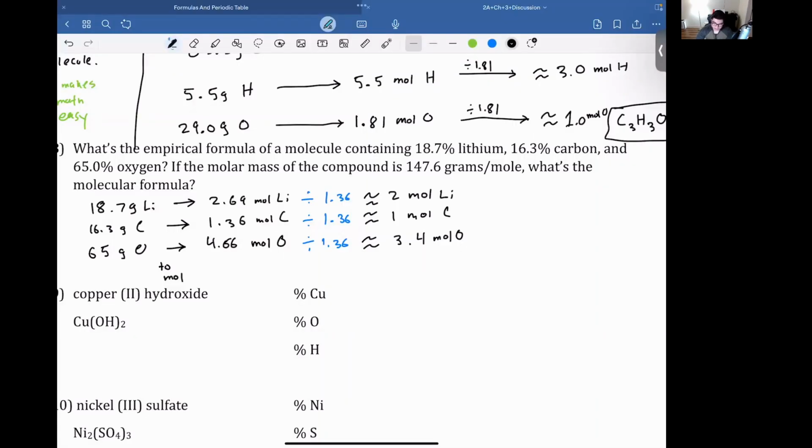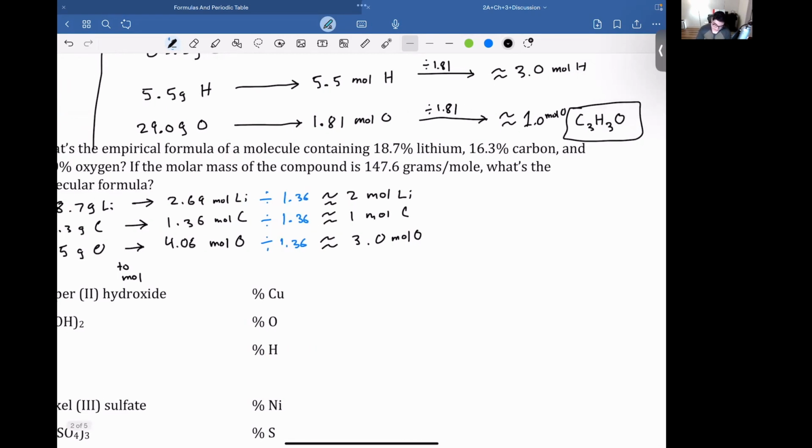So what do we do? Actually, I was wrong. Plugged it back in. I said 0.6, and I thought that was a 6 when I plugged it in. So be careful when you plug in stuff like that. Mistakes happen, as you just saw. So that's about 3. So the empirical formula is going to be 2 lithiums, a carbon, and 3 oxygens.